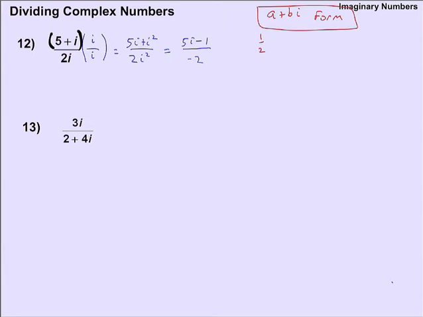And then we're going to separate that out from the imaginary part, the 5 over -2, because there's only one negative there, it doesn't cancel out. So we'll have minus 5 over 2 times i. And that's what we call a plus bi form. And this would be your final answer.